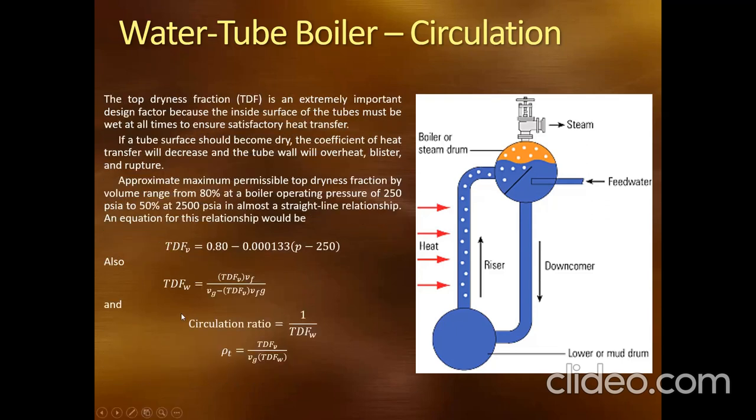Top dryness fraction is an extremely important design factor because the inside surface of the tube must be wet at all times to ensure satisfactory heat transfer. If a tube surface should become dry, the coefficient of heat transfer will decrease and the tube wall will overheat, blister, and rupture. Approximate maximum permissible top dryness fraction by volume ranges from 80% at a boiler operating pressure of 250 psi to 50% at 2500 psi in almost a straight line relationship.